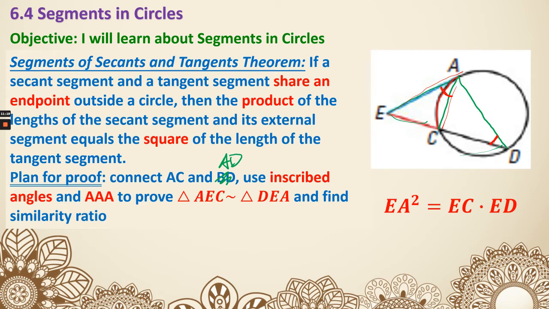Second thing, they do share this angle right here. If they share two angles already, for sure they share the third angle. So angle, angle, angle, again, these two triangles are similar. We can use that to set up the ratio. Then we would get EA squared equals EC times ED.